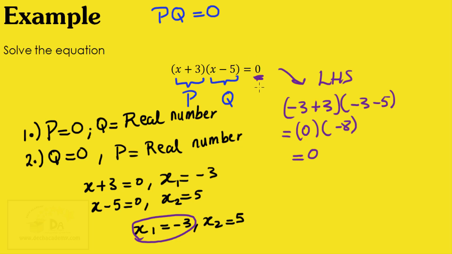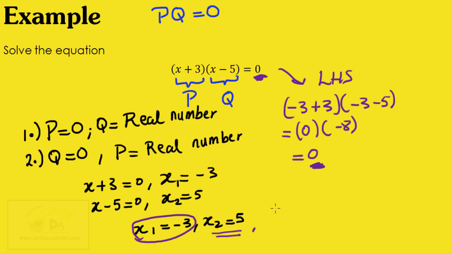The right hand side of the equation is 0, which means that when x is minus 3, the left hand side of the equation is equal to the right hand side. That means the equation is satisfied, which means that x equals minus 3 is a solution to the equation. You try replacing x with 5 in the equation and you'll find that the left hand side will be equal to the right hand side.